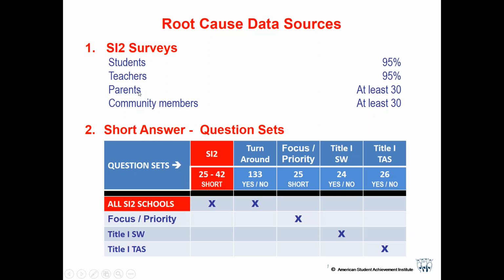So one is the surveys, the SI2 surveys. There are 4 different kinds of surveys: student survey, teacher survey, parent, and community members. For the students, we would like you to survey 95% of your student body. We have found that when you go to the effort of surveying all of your students, that data, when you discuss it, is really compelling.